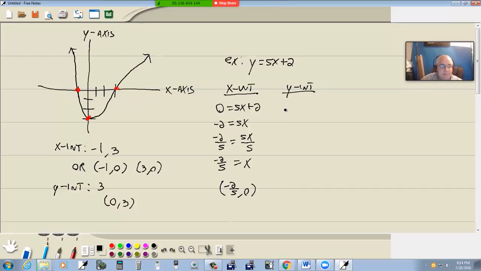Now for a y-intercept, we plug 0 in for the other variable, so we're going to plug 0 in for x. So I got y is equal to 5 times 0 plus 2, or y is equal to 2. So this point would be (0, 2). And those would be our intercepts.